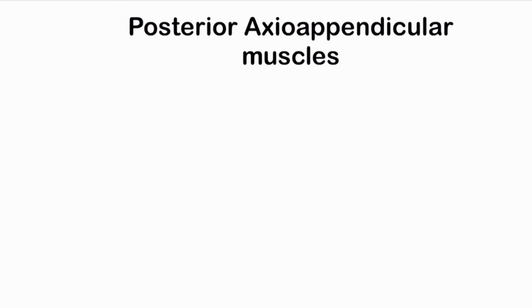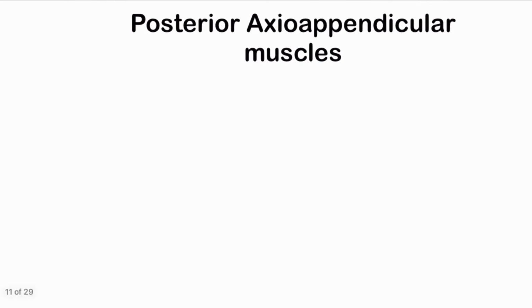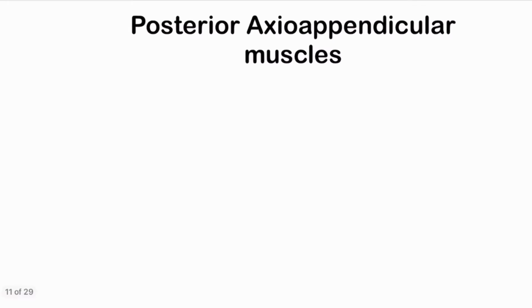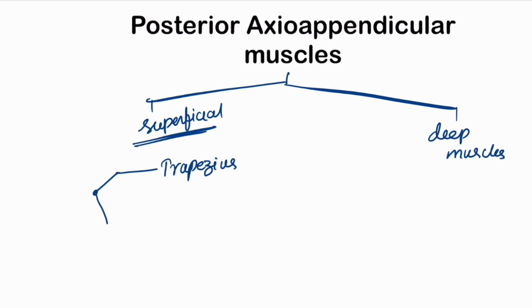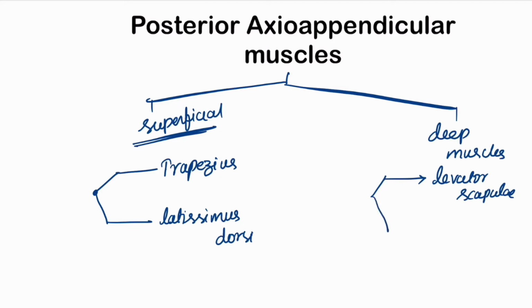Now let us look at the posterior axioappendicular skeleton muscles. These posterior muscles are divided into two types. They are superficial and deep muscles. In superficial muscles, we have two muscles. They are trapezius and latissimus dorsi. We have two deep muscles. They are levator scapulae and rhomboids.